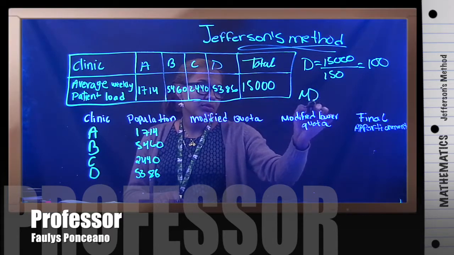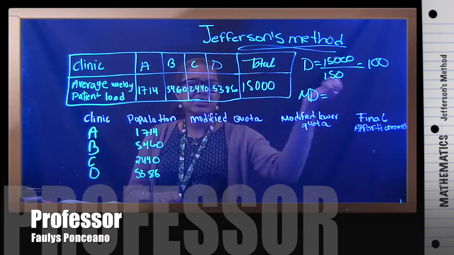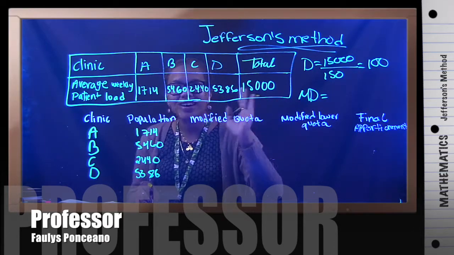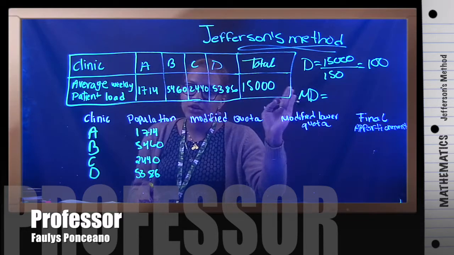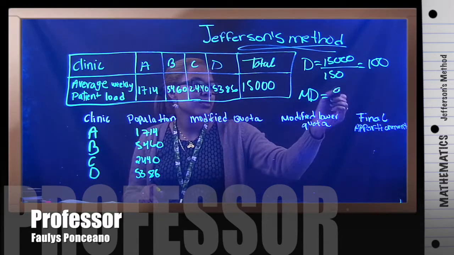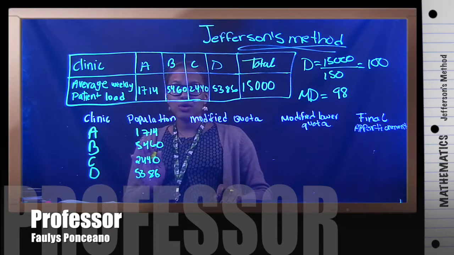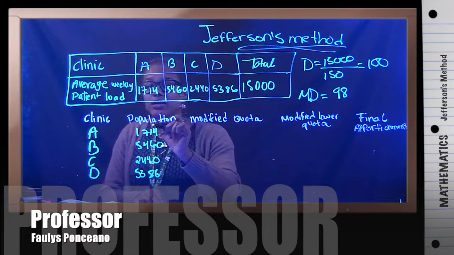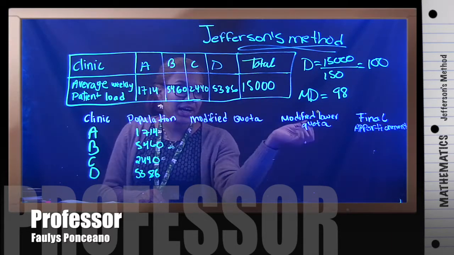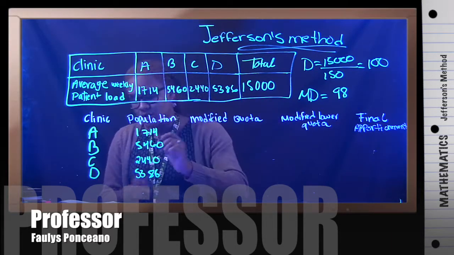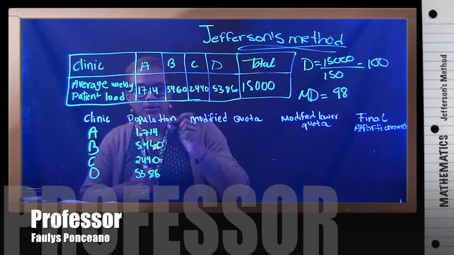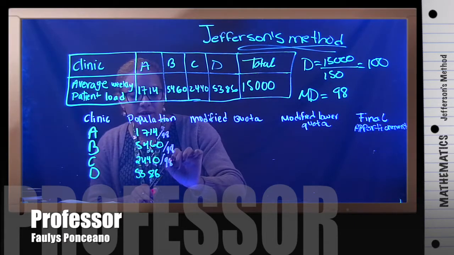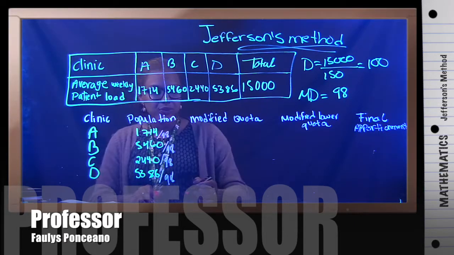Now I'm going to use my modified divisor. So instead of 100, use a little bit less than 100. Jefferson requires you to go lower. So instead of 100, I'm going to do 98. Okay, so to find the modified quota, you are dividing each clinic population by the modified divisor. So if you want, you can put it right here. So you know I'm dividing by 98, 98, 98, 98, right?